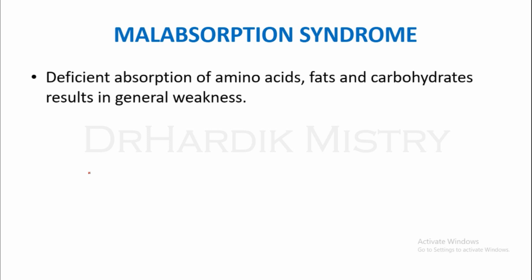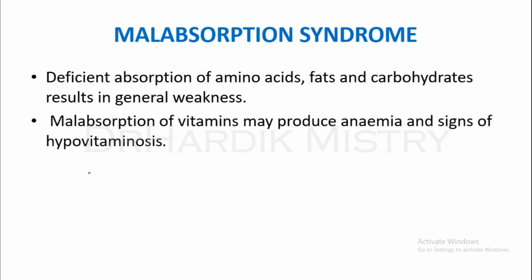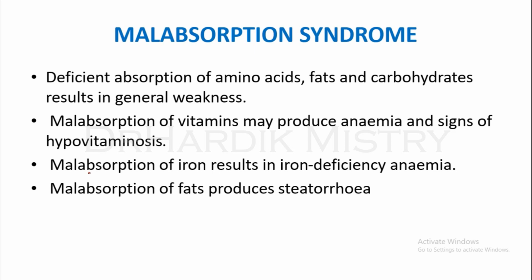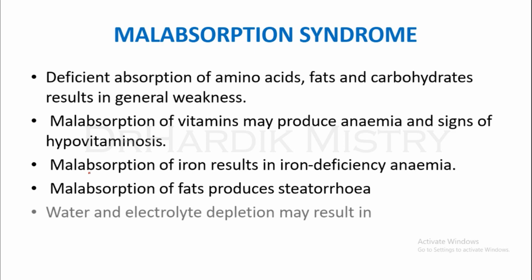Malabsorption syndrome. Deficient absorption of amino acids, fats and carbohydrates results in general weakness. Malabsorption of vitamins may produce anemia and signs of hypovitaminosis. Malabsorption of iron results in iron deficiency anemia. Malabsorption of fats produces steatorrhea. Water and electrolyte depletion may result in dehydration.